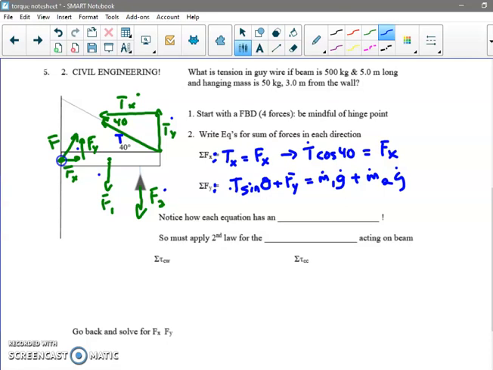So I have 3 unknowns, T, Fx, and Fy, and only 2 equations based on balancing of horizontal and vertical forces. So how do we get around that? Well, if you have 3 unknowns, you need to have a third equation. In order to get a third equation, we're going to apply the second law for the torques.